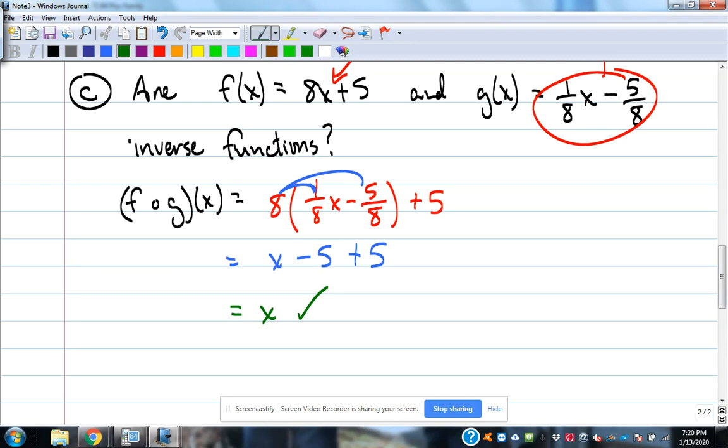Technically, if you were going to prove that two functions are inverses of one another, you would need to show that g composed with f of x is equal to x. You would need to show that. I'm not requiring you to show both ways out of this. If it works one direction, then it will work the other direction as well. But mathematically, if you're going to prove it, you got to show both ways. One way is good enough for me.